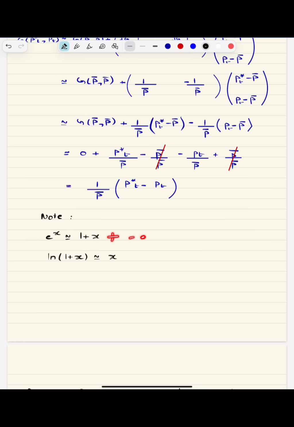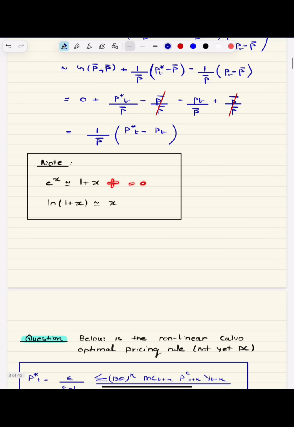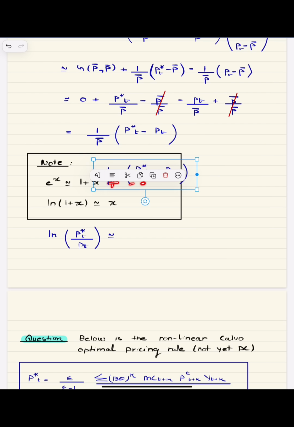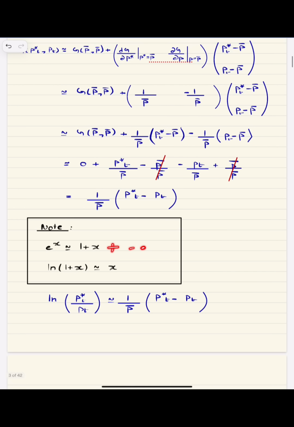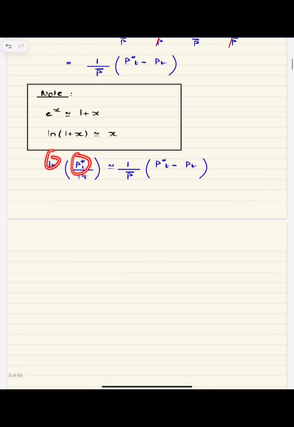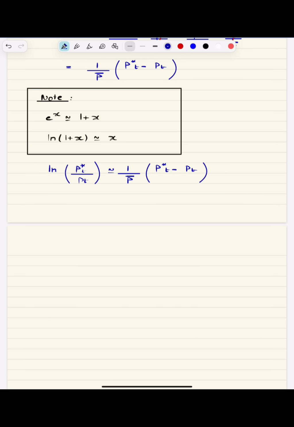Okay, so these are linear approximations using Taylor expansion, and what we found out right now is that if I have a function which is ln of p star t over a pt, this was my function g of p star comma p, it is approximately equal to this. This is a linear approximation of the log of this ratio. Okay, and it's linear because I didn't take any higher orders of this.